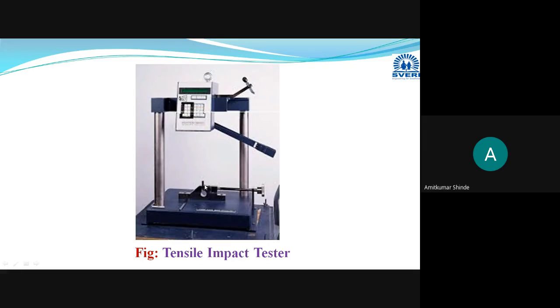Okay, in case of impact testing, the specimen is placed vertically, like this. But in case of the tensile impact energy testing, it will be placed horizontally like this. In the horizontal direction, one end will be fixed and the other end will be free. And on that free end only, the pendulum will strike and create its impact.